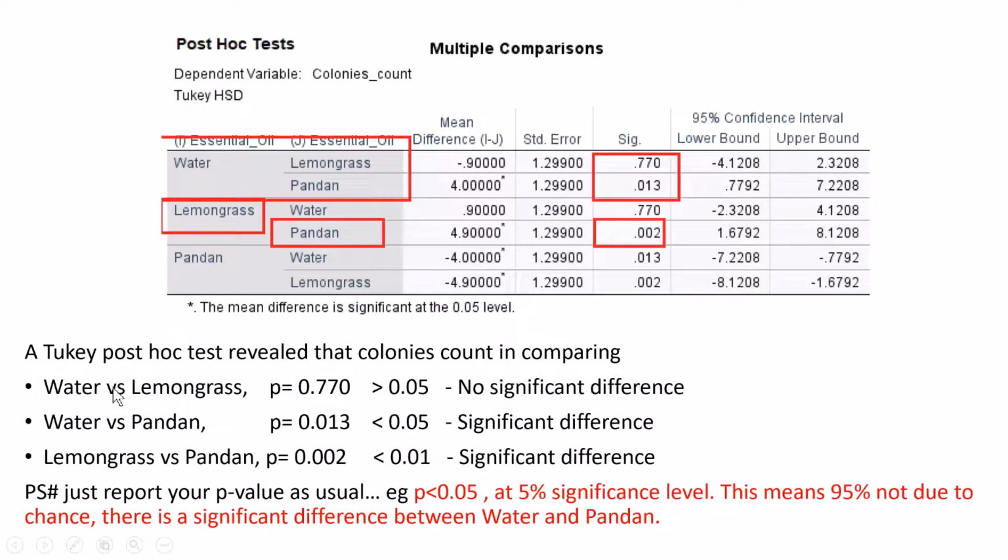All right, so there's a summary. For water versus lemongrass, you quote the p-value, and then mention that since it's bigger than 0.05, there's no significant difference between this set of data. And then water versus pandan, there's a significant difference at the 5% significance level. And then lemongrass versus pandan, you can see an even smaller p-value, so you can say that at the 1% significance level, there is a significant difference. So just report your p-value as usual, mentioning whether there's a significant difference between the two sets of data. And that's about it.